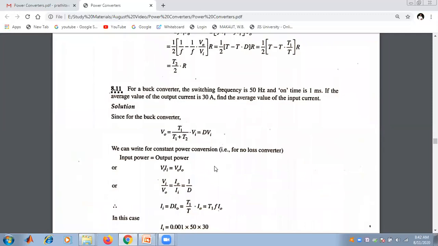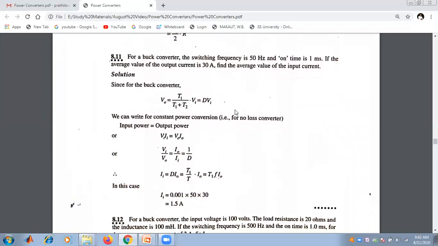Now let us take some mathematical examples in order to understand the buck converter. For a buck converter, the switching frequency is 50 Hz. On time is 1 millisecond. If the average value of the output current is 30 ampere, find the average value of the input current. So in case of the buck converter, the output voltage, that is V0, is D Vi, that is nothing but T1 by T1 plus T2 into Vi.